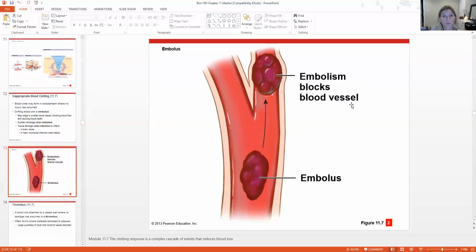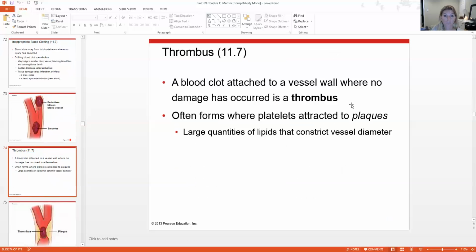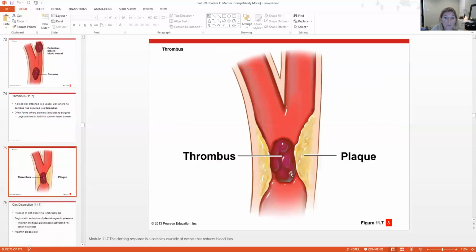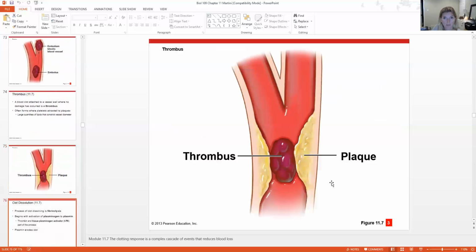Why does it form? Well, it can form because there's too many clotting factors in your blood. It can form because your body metabolism is thrown off by an unhealthy diet, hereditary factors, etc. There's lots of reasons why these would form. A thrombus is a blood clot that's attached to a vessel wall where there's no damage. So this can form where platelets are attracted to plaques. Plaques are related to large quantities of lipids in your blood, so they kind of attach to the walls of your artery and your blood vessels, and then these thrombi can attach to those plaques, and they can dislodge and become an embolus and float up and cause an infarct. Or they can just block an area like this, right?